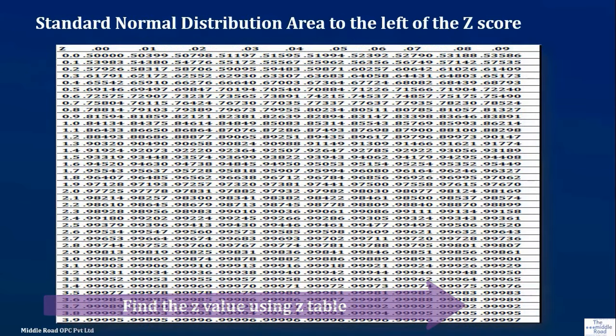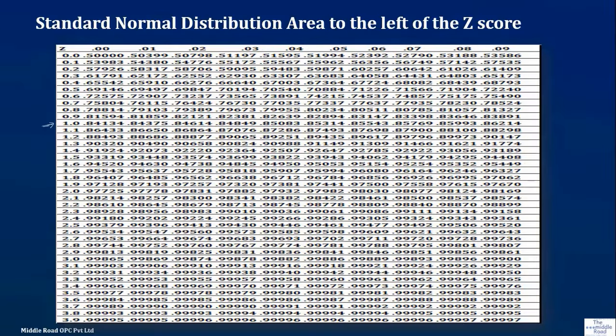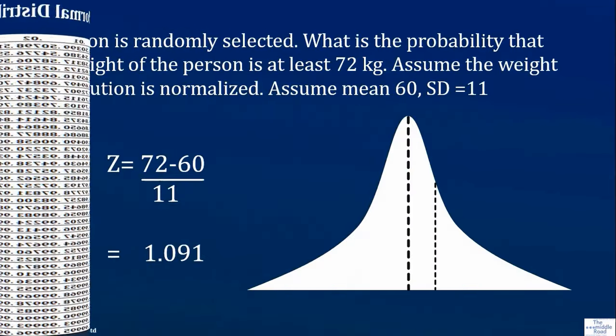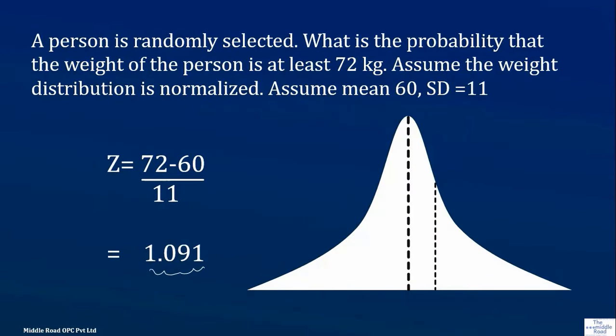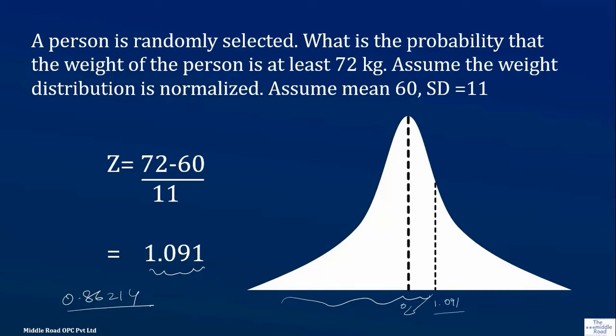Looking at 1.09, I'll first find out where 1 is. Once I've got the row of 1, I look at the column. I get this as 0.09. So now we have 1.09, and it corresponds to 0.86214. This is the area on this side, which is not the area I want. I want what is at least, so it is almost 1.1 standard deviations up. I want the area out here.